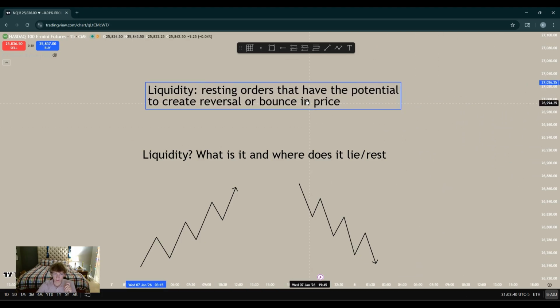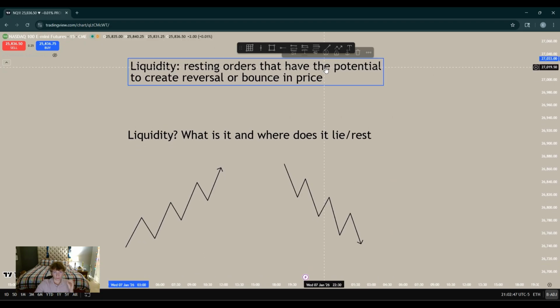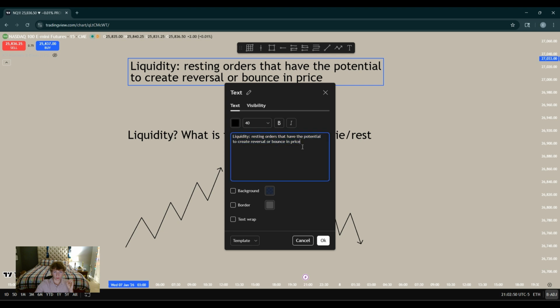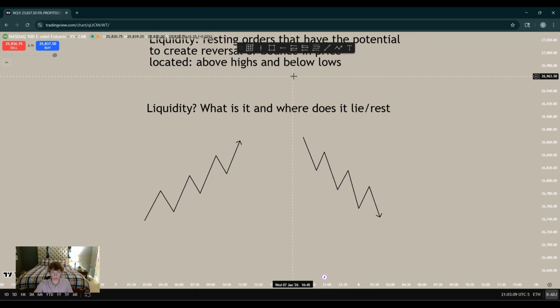Okay, so what do I mean by this? I mean that liquidity is resting orders. Where are they located? Above highs and below lows. So this is very important, okay? We have the definition of liquidity, and we have where it's located, above highs and below lows. We already established what a high and low was in the market.